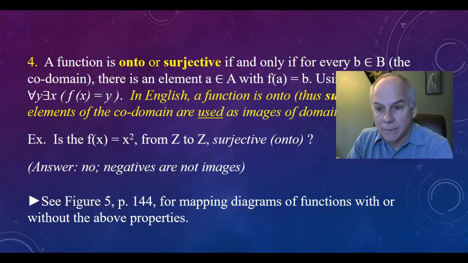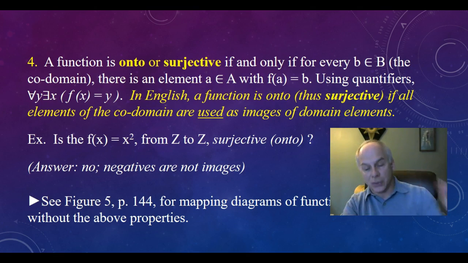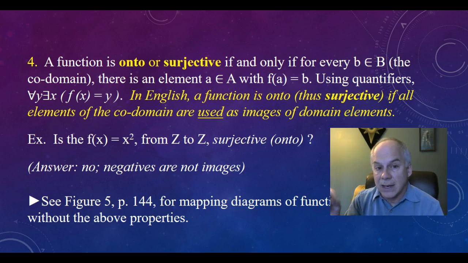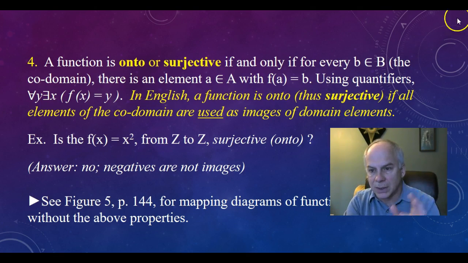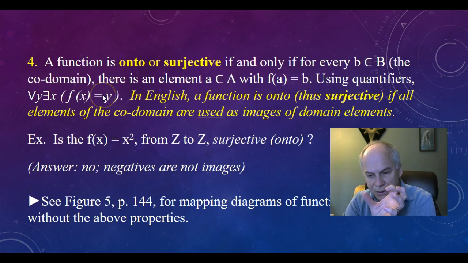All right. Item 4, a function is onto or surjective. The book uses this word surjective, or when we want to say onto, if and only if for every B, an element of set B, the codomain, there is an element A, an element of A with f of A equaling B. What this means basically, let's look at the quantifier statement. The quantifier statement says that for all y, there exists an x such that f of x equals y. So that's, in real short symbolism, what we're trying to say. For every y, there exists an x so that f of x equals y.